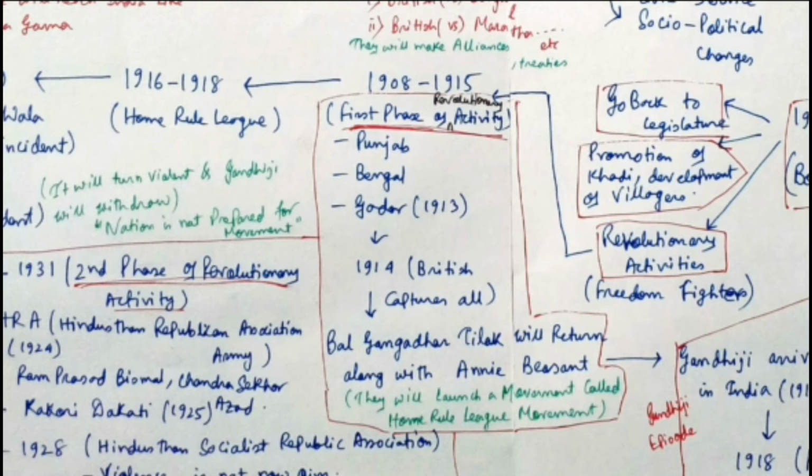In 1913, some revolutionary activities will also happen, and finally in 1914, as you all know, the British will capture all, and Bal Gangadhar Tilak will return along with Annie Besant, and what they will do, they will launch another movement which is called the Home Rule movement. That will be from 1916 to 1918.